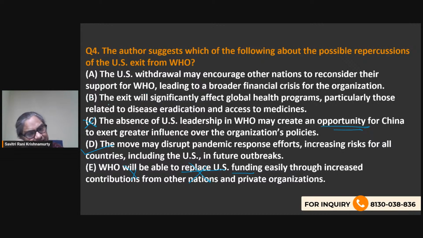Well, he has said it will, but we are not sure because of the funding. So he hasn't really mentioned it in such clear terms, right? May encourage other nations to reconsider. Other nations haven't been mentioned. So between B and D, D is the better option, though B is quite close.